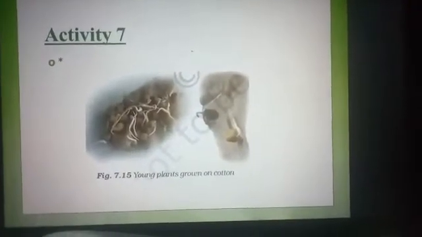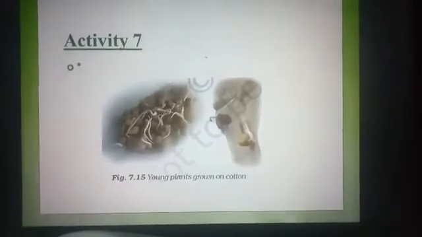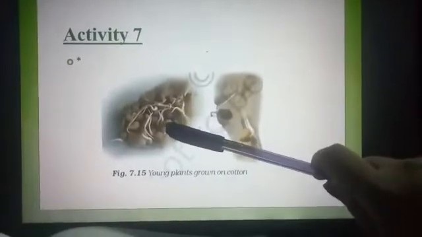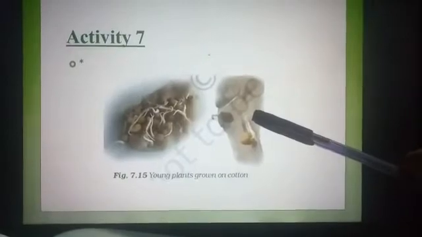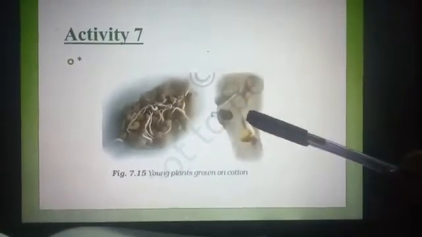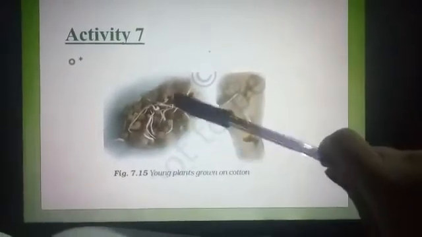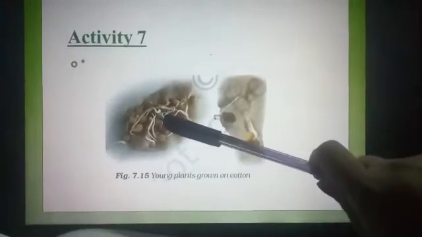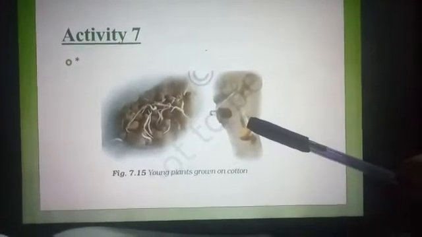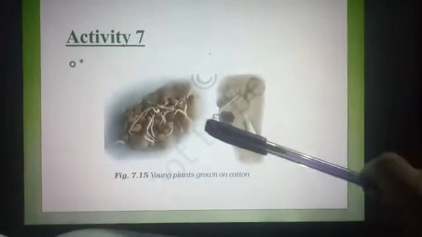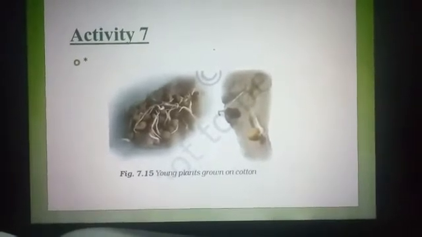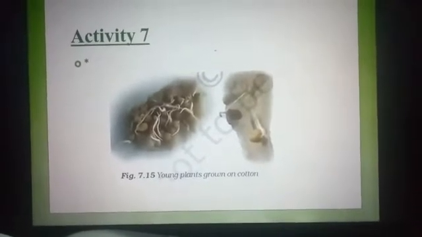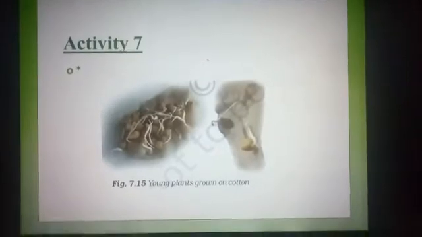Activity number 7. What you have to do in activity number 7? You have to take gram seeds and maize seeds, put them on cotton, and then water them regularly. After some time you will see sprouts of gram and sprouts of maize, right? In this activity it is very difficult to remove all these sprouted seeds from the cotton.